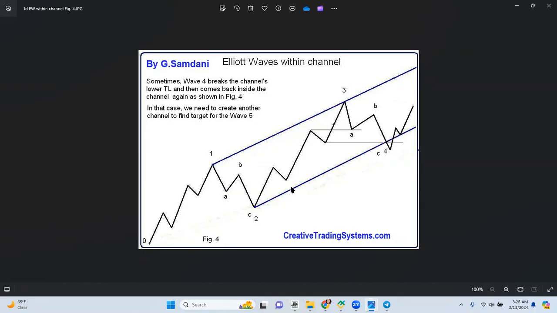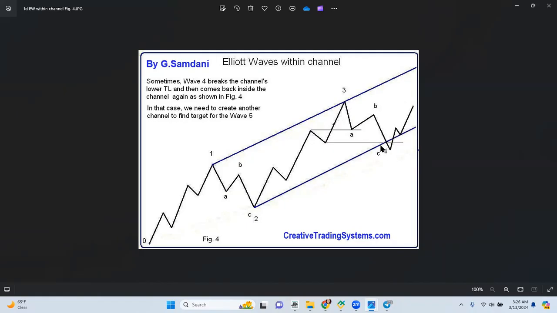So if you draw the TL and the TL is coming like this and the channel TL is coming like here, then the price simply goes beyond the TL, hits the channel TL, and then goes back inside the channel. It looks like a fake out or that it broke the channel, but the TL was never broken. It's just that the channel was fulfilling its duty. After that, the price goes in, finds support on the channel TL, and then rises again. So that could be wave 4.